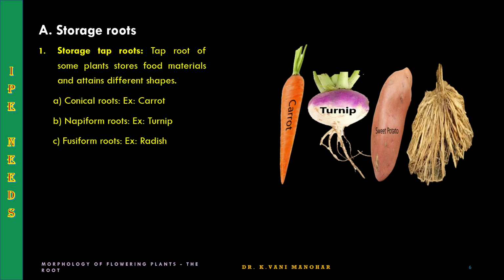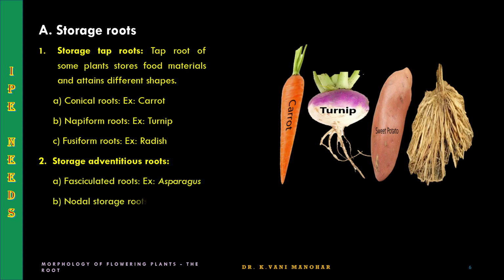Sweet potato is adventitious, and turnip is given here. From adventitious roots: fasciculate roots, asparagus, the last figure. Nodular storage roots, adventitious roots in sweet potato, the third one. That is Ipomoea.